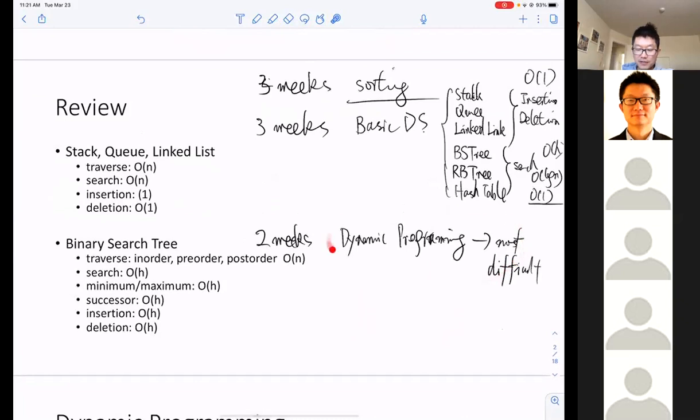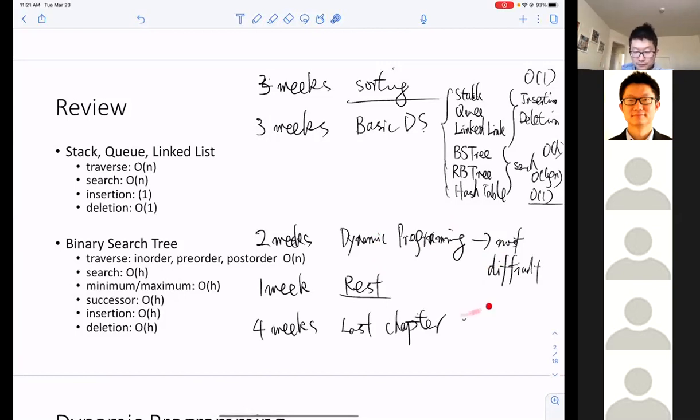But the good thing is that after these 2 weeks, I'm going to give you 1 week of rest. So we are going to have one week with nothing, to help you recover from these tough 2 weeks. Then we are going to spend 4 weeks on the last chapter, and then we are going to have the final exam. Is this fine with you? Yes. Good.